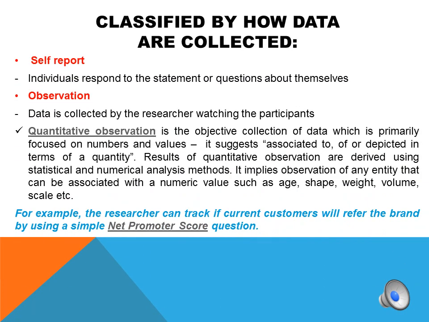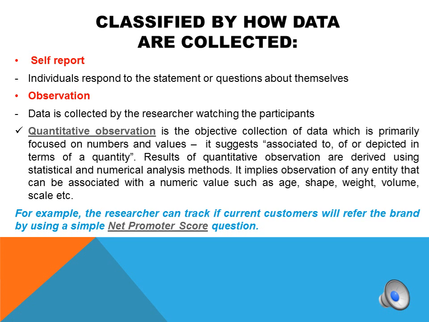Classified by how data are collected. First is the self-report. Individuals respond to statements or questions about themselves. The second one is the observation. Data is collected by the researcher watching the participants. There are two kinds of observation.